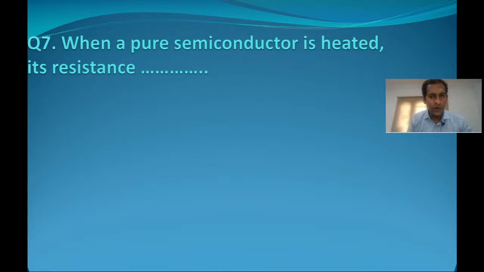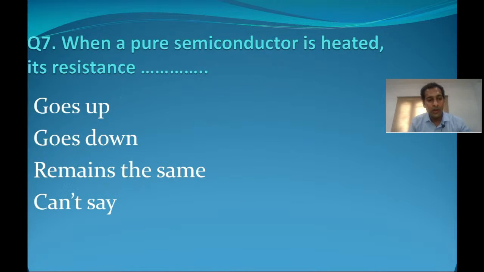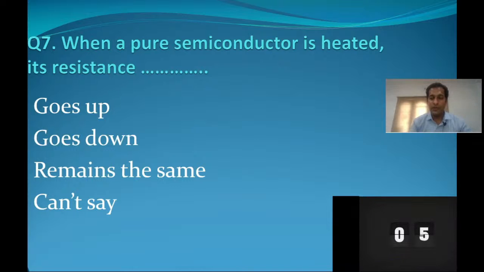Now next, when a pure semiconductor is heated, what happens with its resistance? Whether it goes up, goes down, remains the same, or can't say. Your time starts now. The hint is, when we give heat to semiconductors, they release electrons, and electrons are the particles involved in the flow of current. So if your current is increasing, what should happen with the resistance, whether it should increase or decrease?